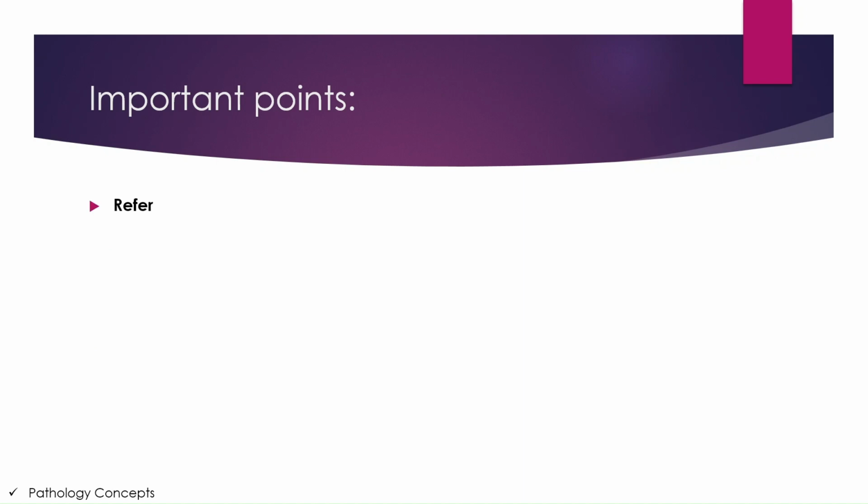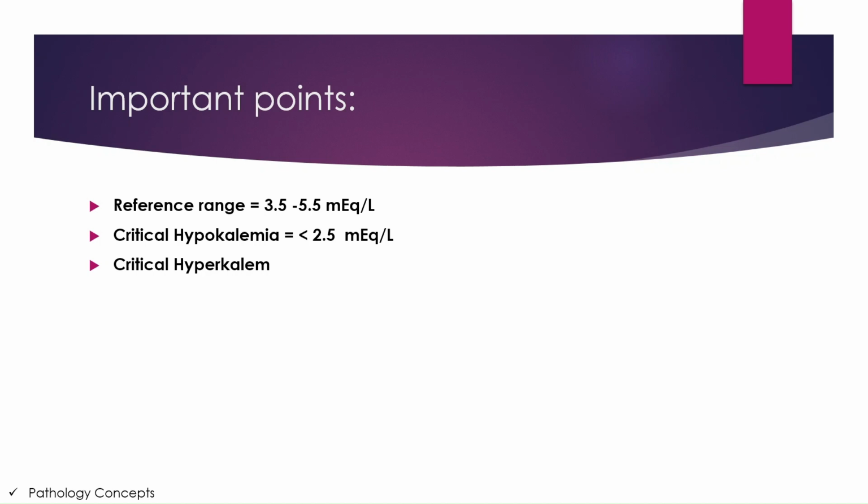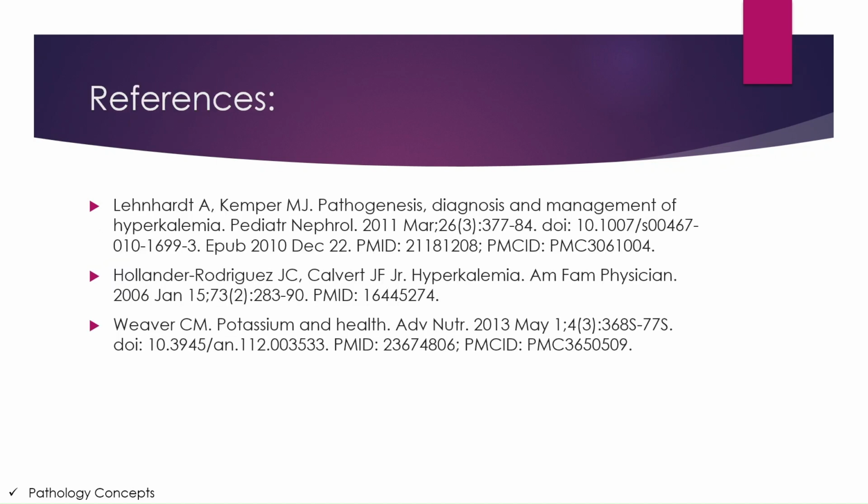An important point from this video is that the reference range of potassium is 3.5 to 5.5 milliequivalent per liter. Critical hypokalemia occurs when the level drops below 2.5 milliequivalent per liter. Critical hyperkalemia occurs when the potassium level rises above 6 milliequivalent per liter. This is in short about hypokalemia and hyperkalemia.